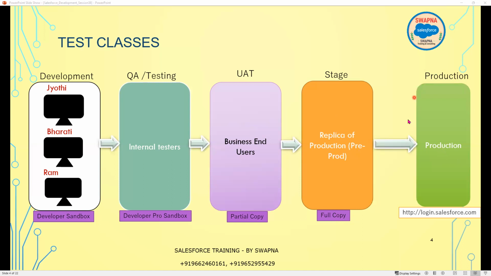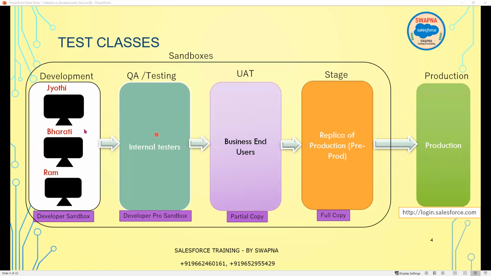Now, before moving to production, you have 4 sandboxes. This is production, and these 4 are called sandboxes. These are accessed through test.salesforce.com. Now, QA is a sandbox, which is a developer pro sandbox. UAT is a sandbox, which is a partial copy sandbox. Stage is a sandbox, which is a full copy sandbox.